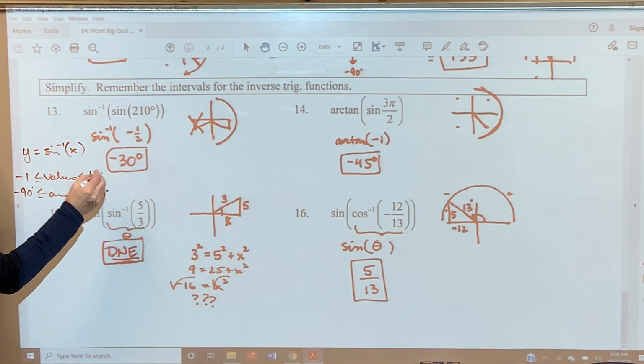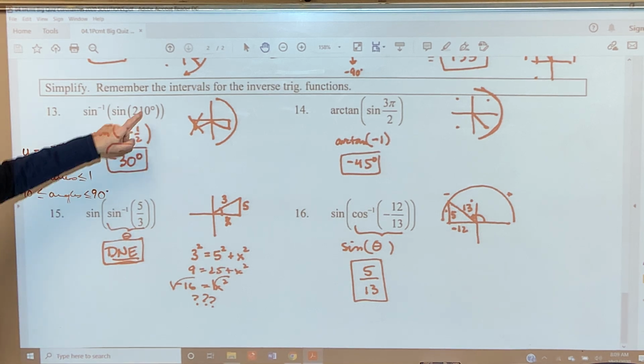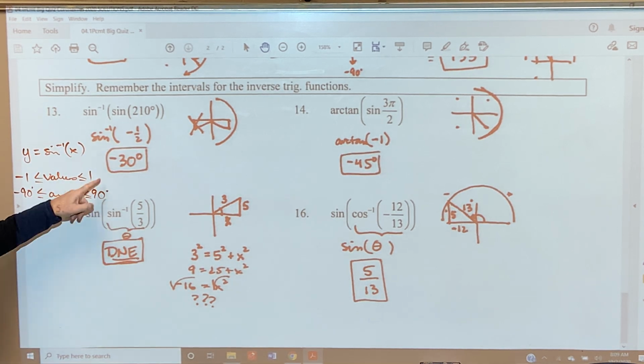Negative 90 and 90. So if both of those things are true, if you ever look at an inverse sine of a sine, or an inverse tan of a tan, or a sine of an inverse sine, and the angles are between negative 90 and 90, which they're not, and the value is between negative 1 and 1, which it's not, but if it was, then you can cancel. If you want to remember that.